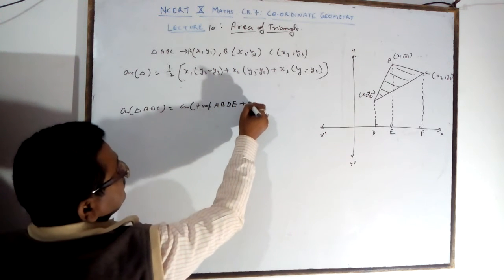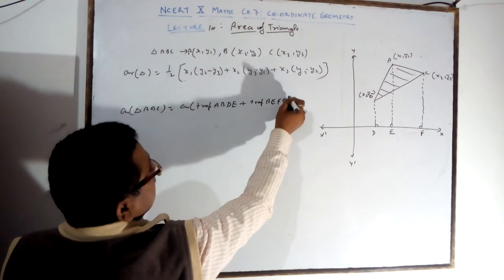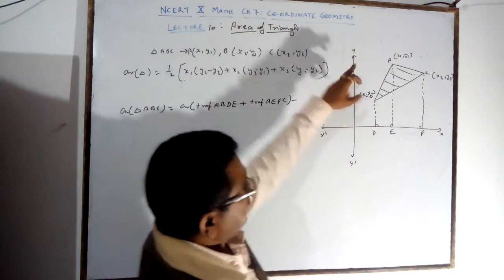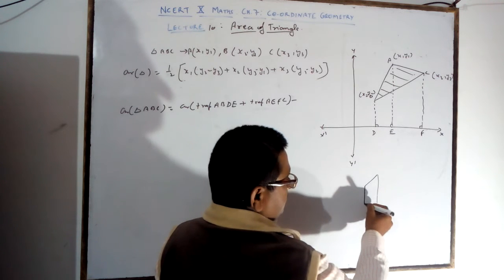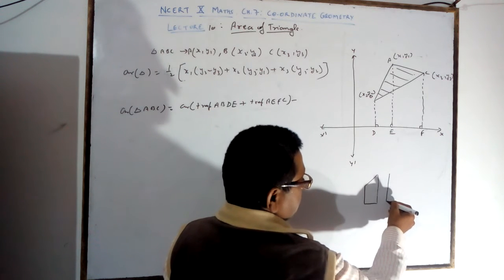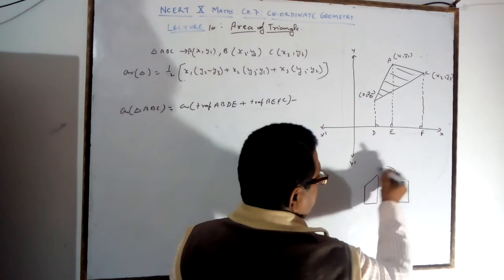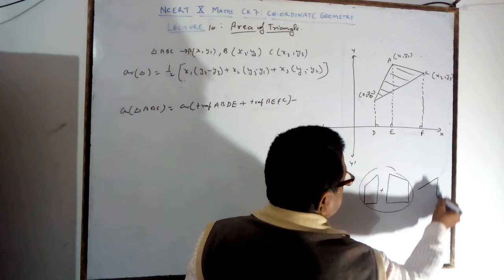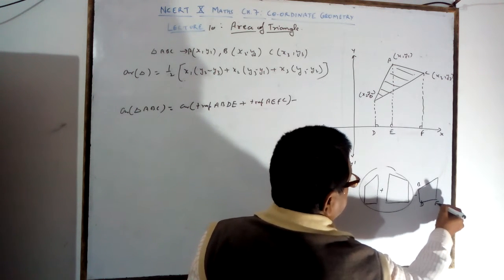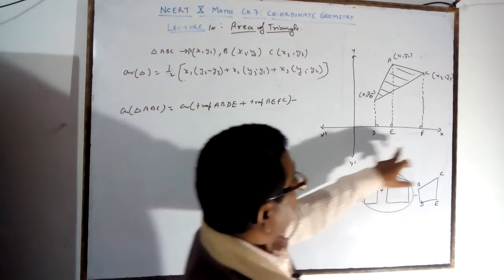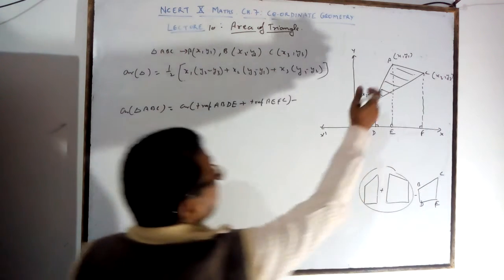ABDE plus trapezium AEFC minus trapezium BDFC. There are 2 trapeziums like this, you can see. One trapezium is this, another trapezium is this. These two you add, and from the sum of these you subtract this trapezium. What is this trapezium? It is B, D, F and C. This trapezium you subtract, then you will get the area.